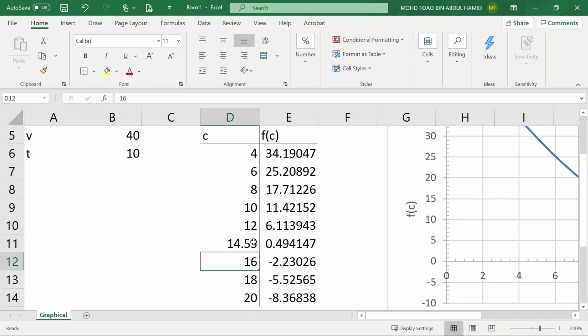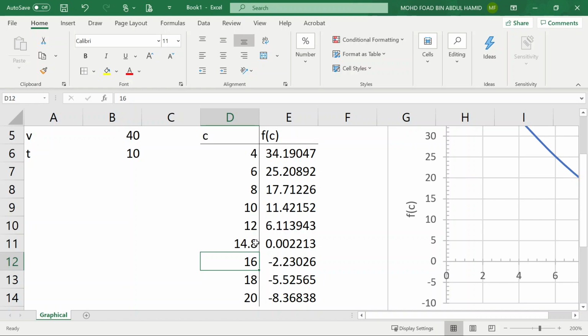So is this good enough? If this is not good enough, let's try 14.6. It reduces to 0.39. So maybe it's more than 14.6. Let's try 14.7. 0.19. Let's try 14.8 and see what the answer is. Okay, 14.8. So maybe it's 14.8.